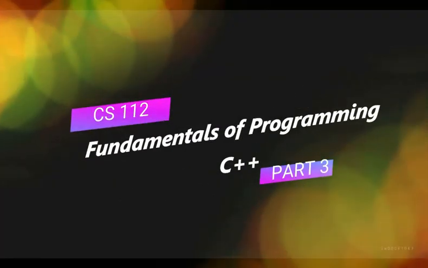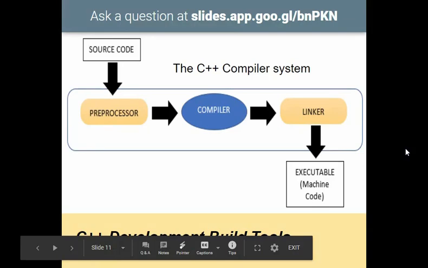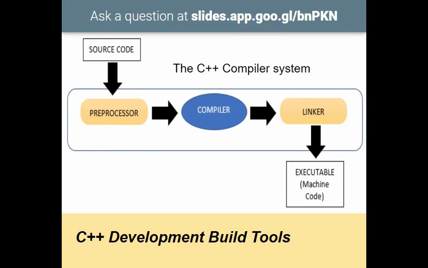Okay, now let's continue with our part 3 topic. In this case, you might wonder what exactly is a source code, what is a preprocessor, what is a compiler, and what is a linker.